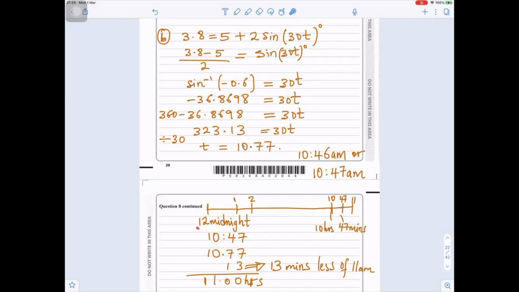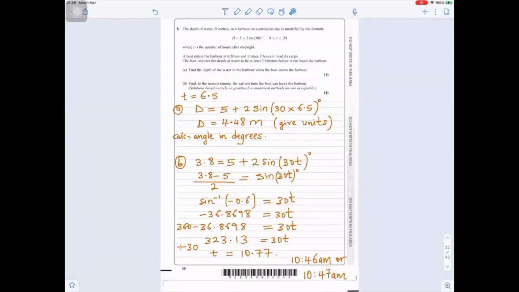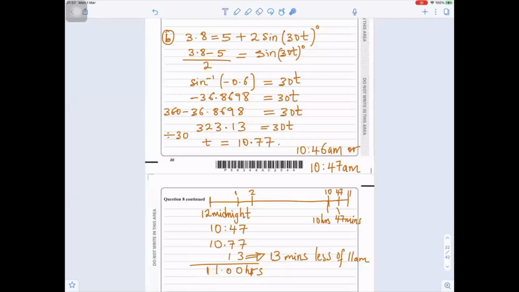So if we have, for example, 12 midnight, and we have 1, 2, and we get up to 10 in the morning, that gives us 10 hours. And then 10:77. So we will have 13 minutes less of 11 a.m. That's question 8. And the final part of question 8.